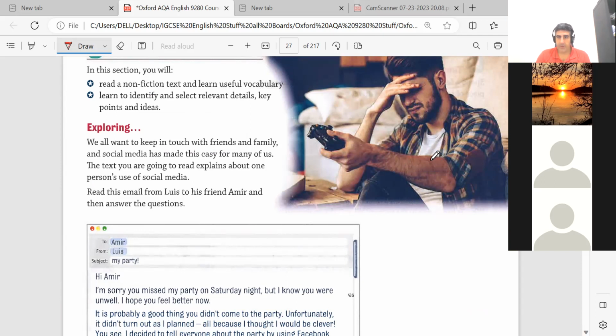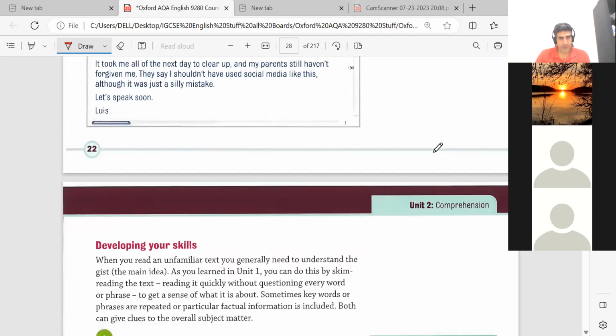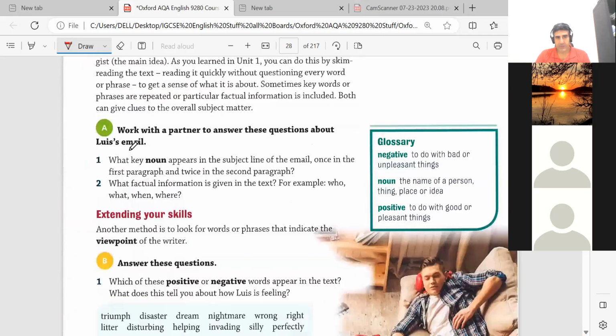Okay. So now let's discuss these questions for activity A. What key noun appears in the subject line of the email? Once in the first paragraph and twice in the second paragraph. What is this word?